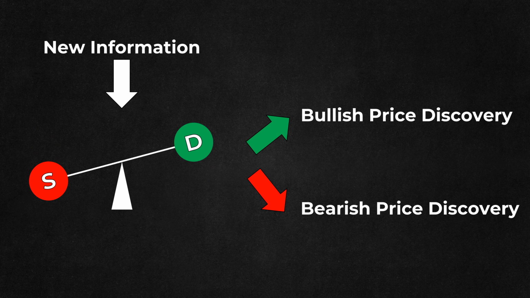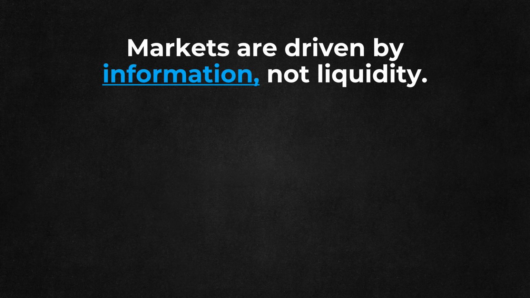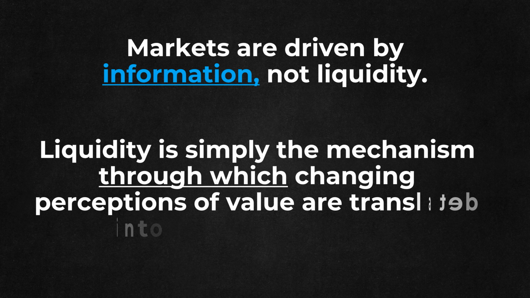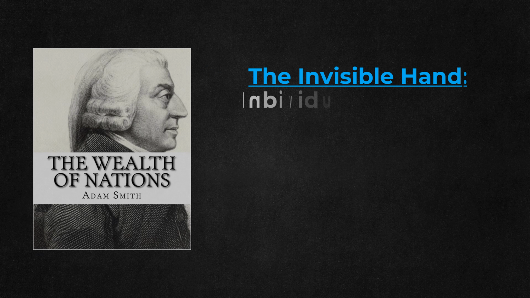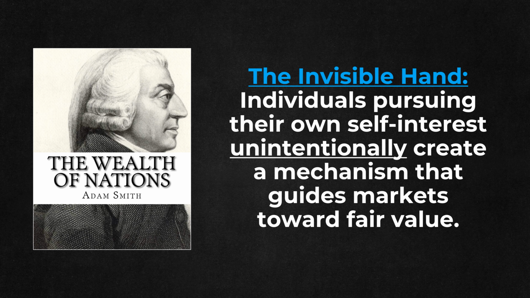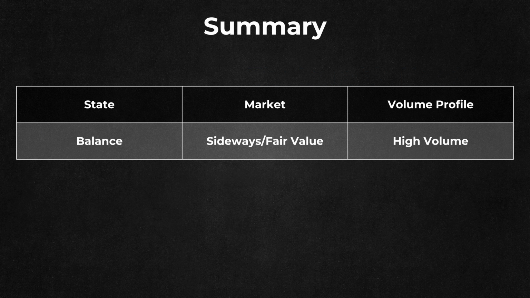In other words, markets are driven by information, not liquidity. Liquidity is simply the mechanism through which changing perceptions of value are translated into price movements. This idea is closely related to what Adam Smith described in The Wealth of Nations as the invisible hand of the market. Individuals pursuing their own self-interest unintentionally create a mechanism that guides markets toward fair value. Buyers try to buy low, sellers try to sell high, and through this interaction, the market discovers the price that reflects perceived value.